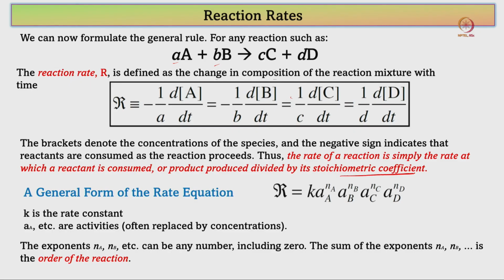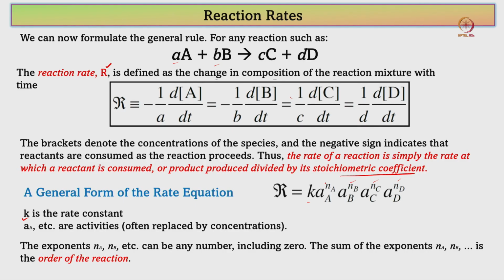This is very important, that there has to be balanced stoichiometric coefficients. Now, another term we are going to introduce is called the rate constant. K is the rate constant, R is the reaction rate. R is equal to k, and if you are writing in terms of activity, then activity of A into activity of B into activity of C into activity of D, and all of them are raised to the power of n. What is n?